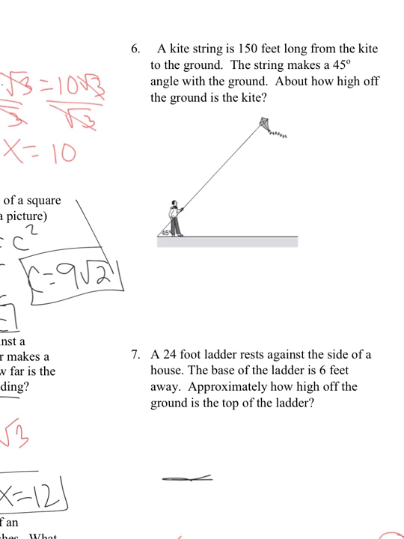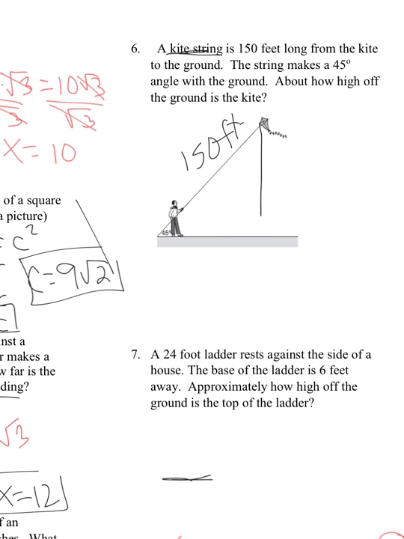All right, number 6. A kite string is 150 feet long from the kite to the ground. The string makes a 45-degree angle with the ground. About how high off the ground is the kite? So first of all, we're talking kite string. This is 150 feet. Make sure you place it in the right area. It's not the height, that's the string.